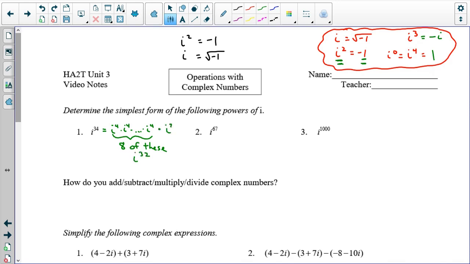And then times i squared. So i to the 32nd is really just i to the fourth, which is 1, times i to the fourth, which is 1, all the way to the last i to the fourth, which is 1. So 1 times 1 times 1 times 1, 8 times is 1. And then we know that i squared is -1. So i to the 34th is really just -1.